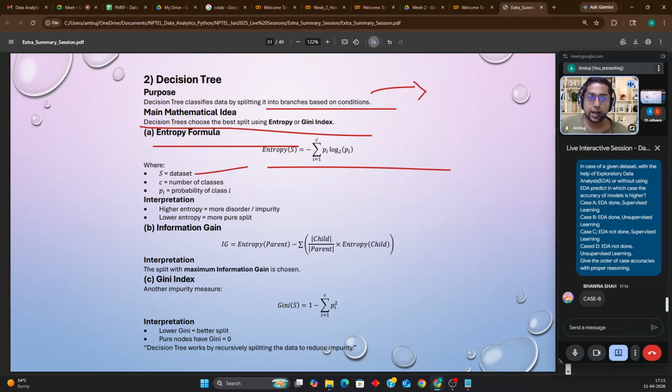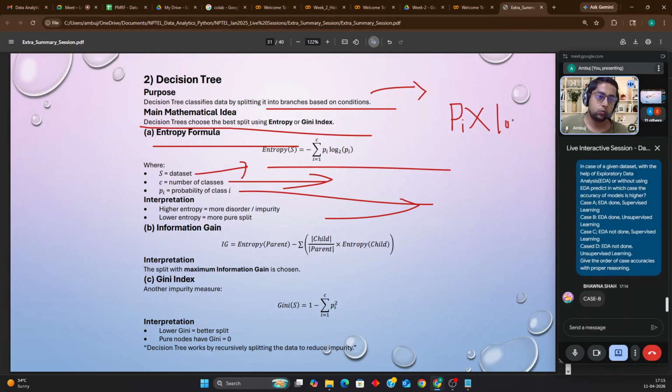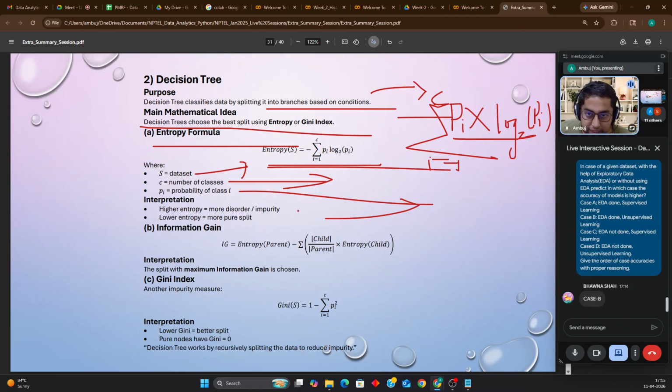Where S is the entire data set, C is the number of classes, and Pi is the probability of class i happening. The probability of that particular class is multiplied by log base 2 of Pi. That is your entropy, and there will always be a negative sign along with the summation, for all the categories, i equal to 1 to C. The higher the entropy, the more the disorder. The lower the entropy, the purer the split.